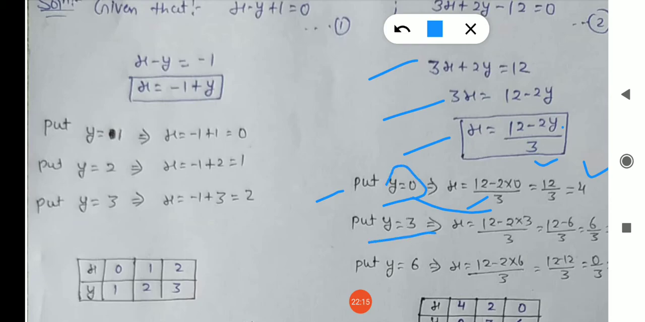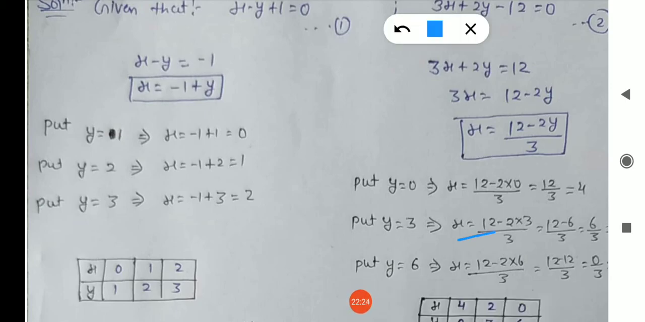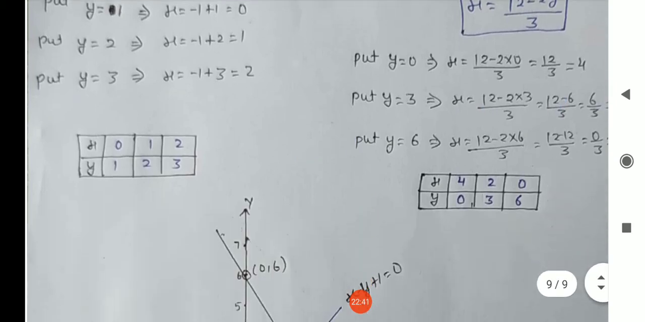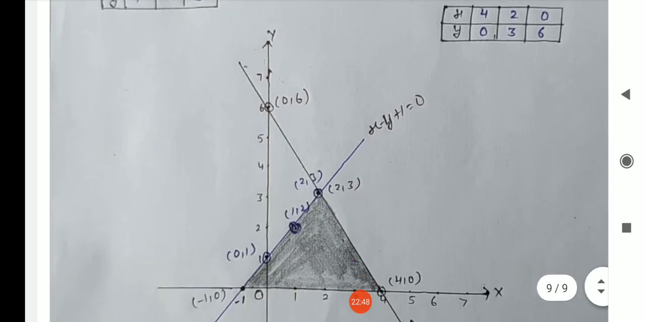3. So we put y equal to 3, so x equals 12 minus 2 into 3 upon 3, so we get 12 minus 6 upon 3, so we get 6 upon 3, which is 2. Now we put y equal to 6, so x equals 12 minus 2 into 6 upon 3, so 12 minus 12 upon 3, so we get 0 upon 3, which means 0. So we prepare these two tables. By the help of these two tables, we draw this graph.